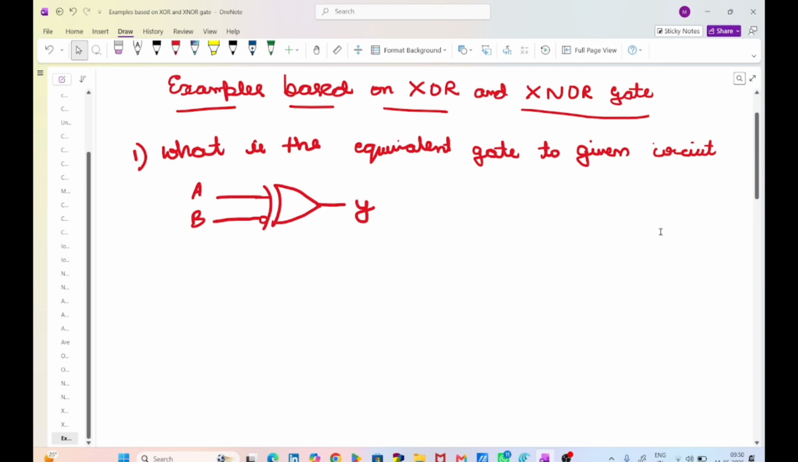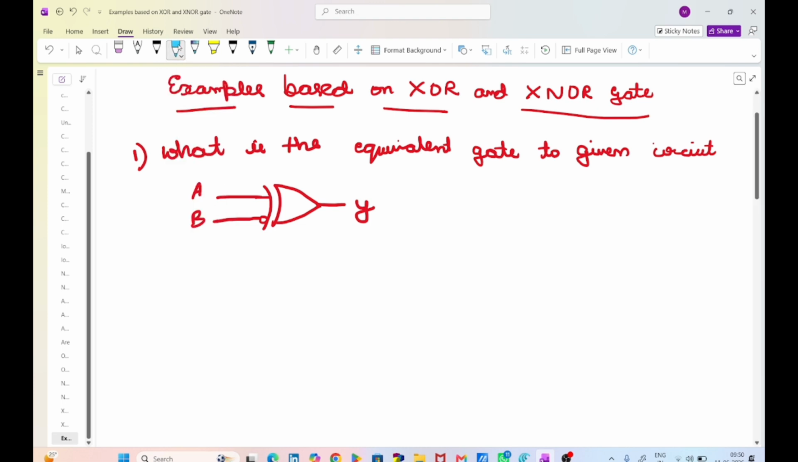Hi guys, myself Manoj. In this video, we are going to discuss example problems on the XOR and XNOR gates. In the last video, we have seen the symbol, the working, the truth table, and the properties of XOR and XNOR gate. Let us discuss example problems in this video.